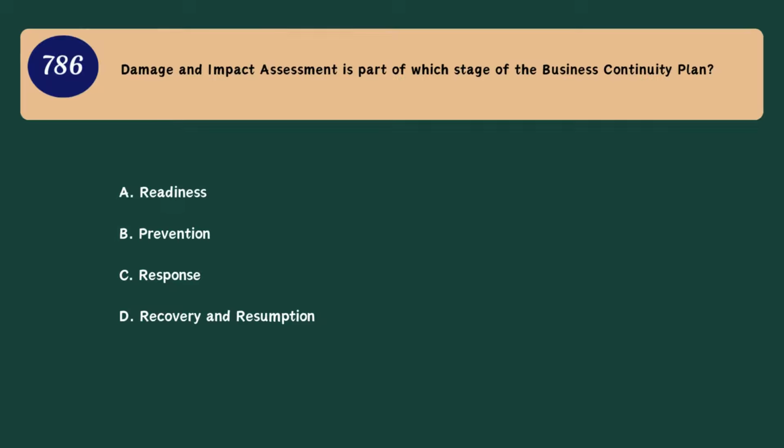Question 786. Damage and impact assessment is part of which stage of the business continuity plan? A. Readiness. B. Prevention. C. Response. D. Recovery and resumption.